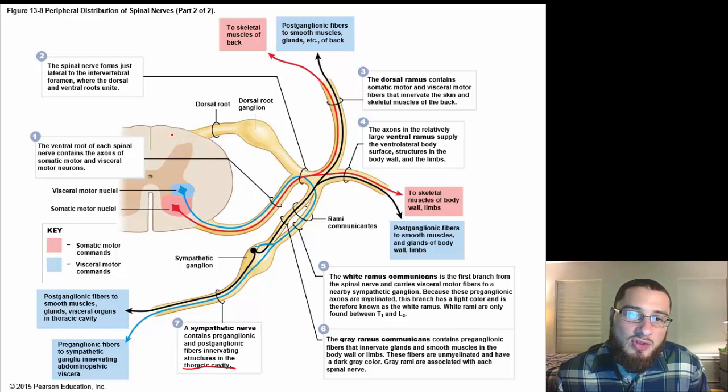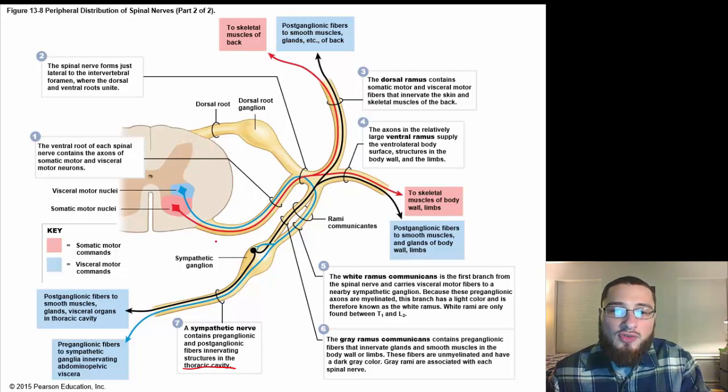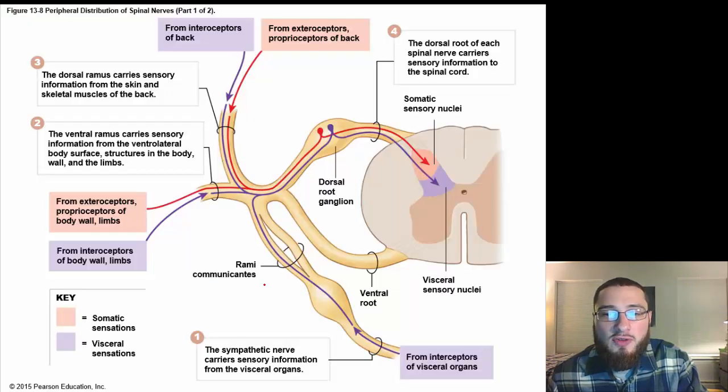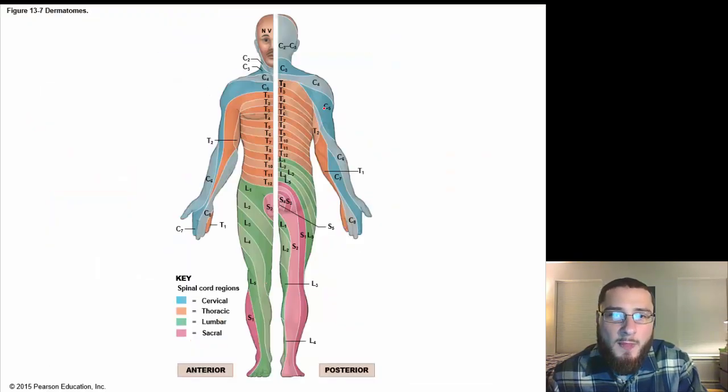And this is really where we move on to talk about reflexes. So within your body, you're going to have dermatomes, which are regions of the skin which monitor specific pairs of spinal nerves. Here we see that if I were to touch a certain area of your body, that could be a way of testing the spinal nerves and seeing if they work. So this is your anterior view.